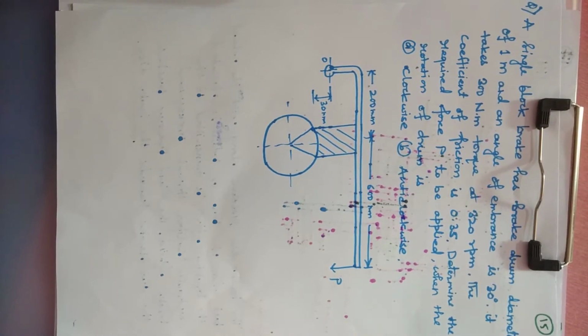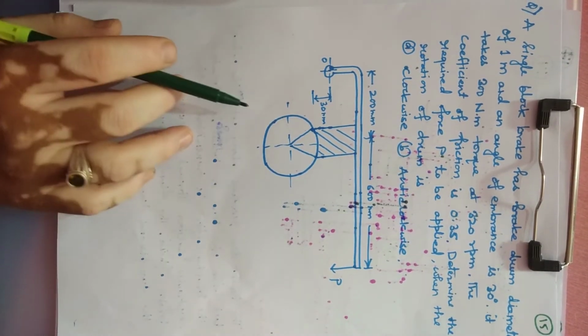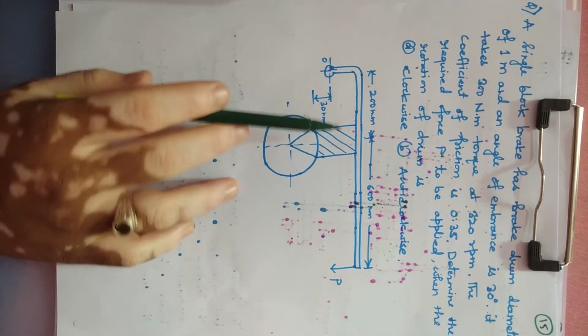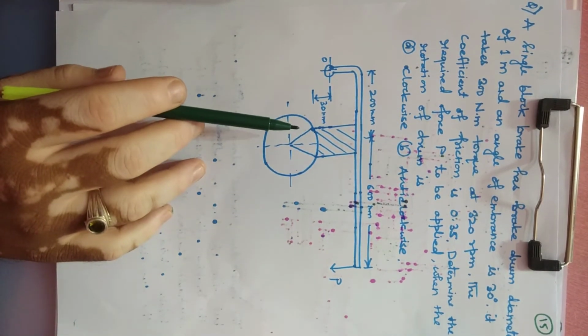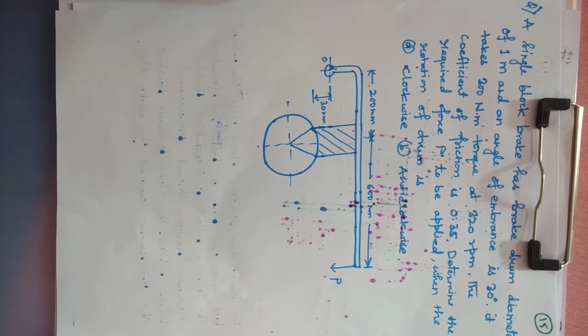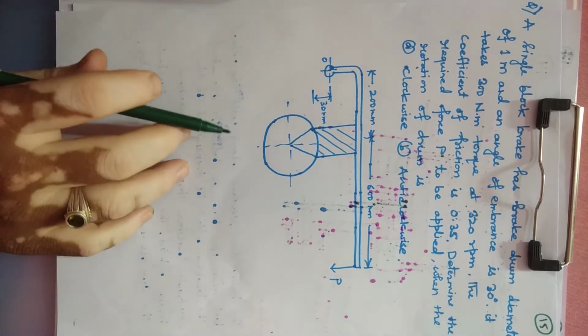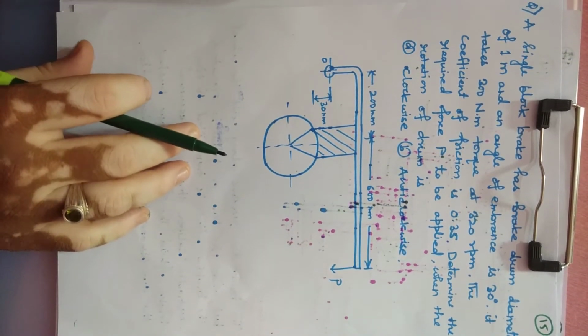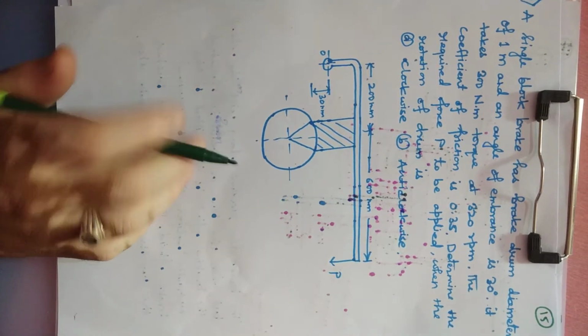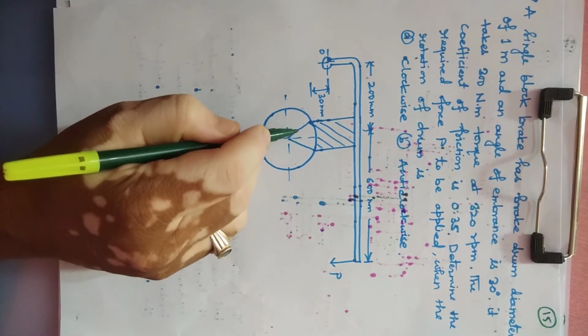Now we will see some examples or numerical problems. So this is our numerical. In this question, a single block brake has a brake drum of diameter 1 meter and the angle of contact is 30 degrees. That is, this angle is 30 degrees.